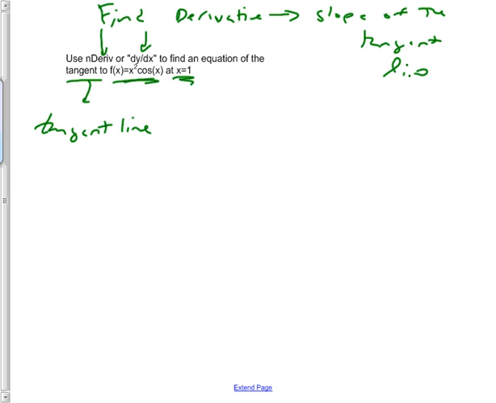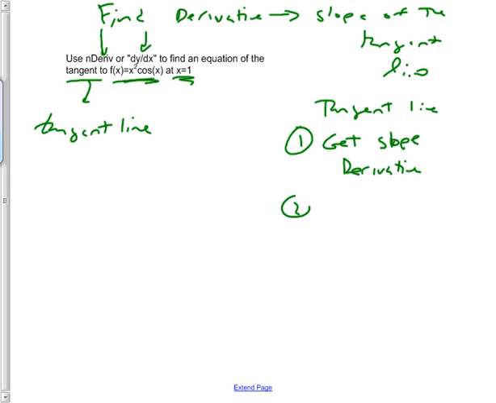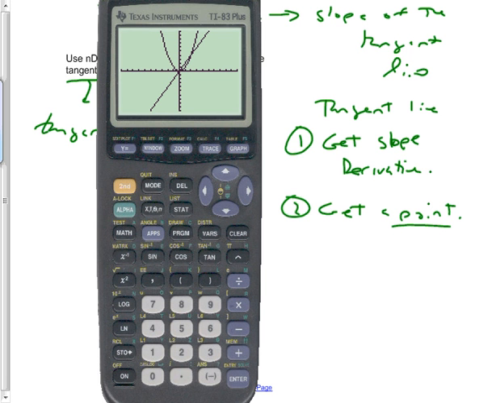So if we want to get an equation for a tangent line, basically you just need to do two things. One, get the slope, and the slope is the derivative of the function. And two, get a point. But to get a slope, again, let's use our calculator, and I'll just use nDeriv for now. We take our calculator, and we need to put the function in.